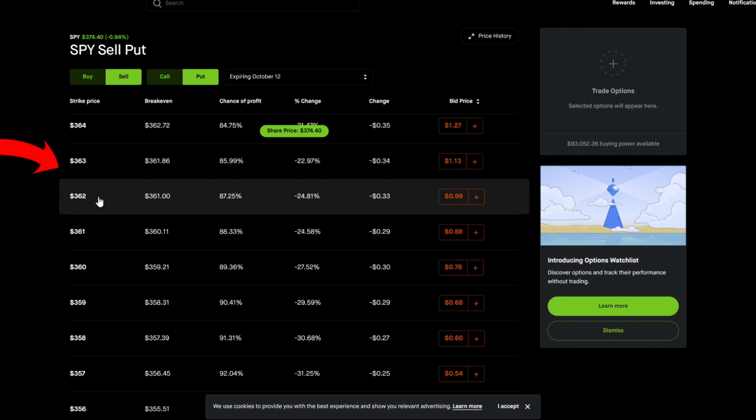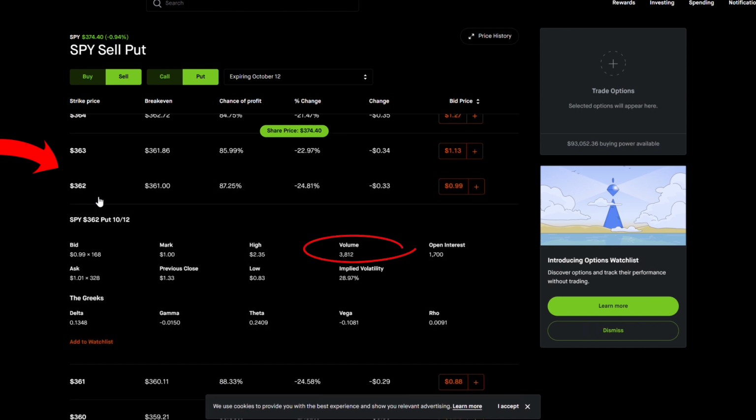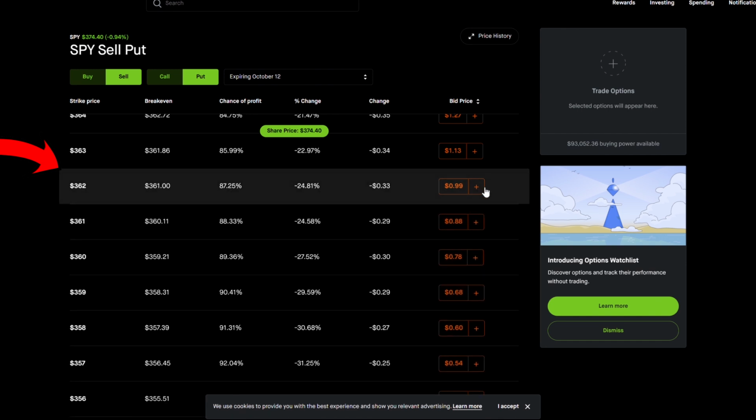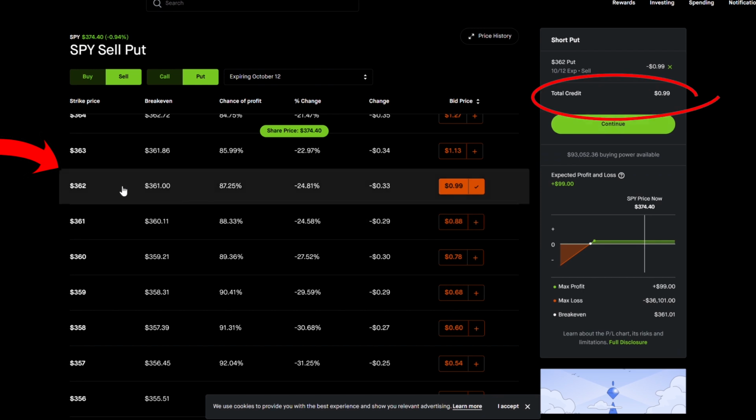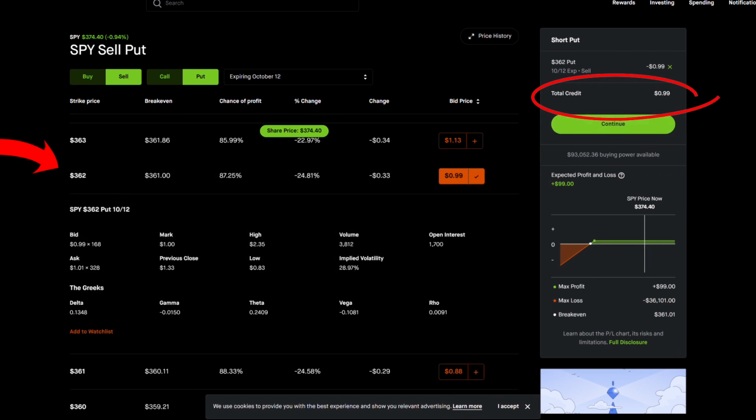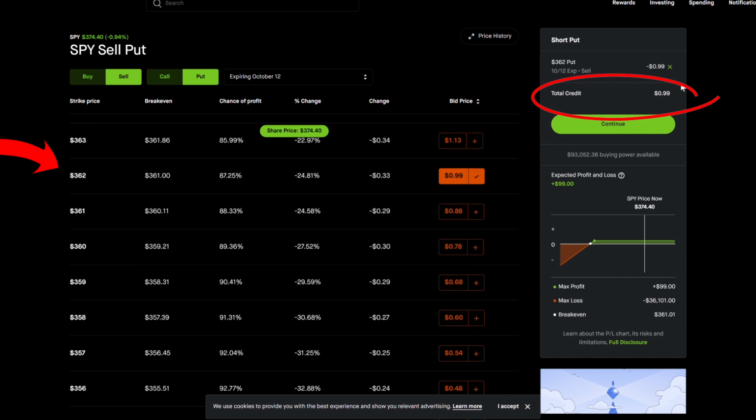So I like the 362, the volume is pretty good, the delta is pretty good, and the bid-ask spread is amazing. It's exactly $1. So let's go ahead and sell this option right now. I'm going to sell this for $1. It says 99 cents, but it's going to be $1 because the midpoint of 99 cents and $1.01 is $1. So yeah, the midpoint is $1. So I'm going to sell this for $1.